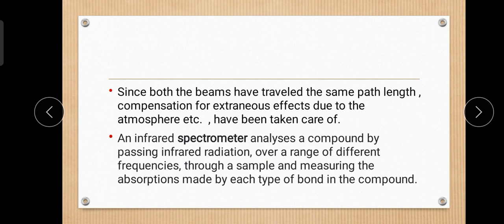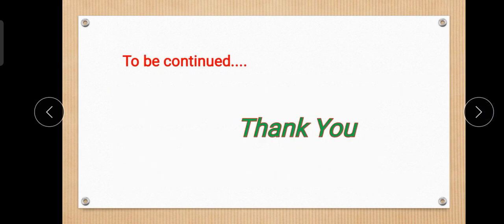So in this way we are able to analyze the compound by passing infrared radiation over different frequencies or different wavelength ranges from the far infrared region to the near infrared region, and we get the information about each type of bond in the compound. So in this way we have covered the working of the IR spectrophotometer and how we get the information about each type of bond in a particular sample. All those things we are able to study with the help of infrared spectroscopy.